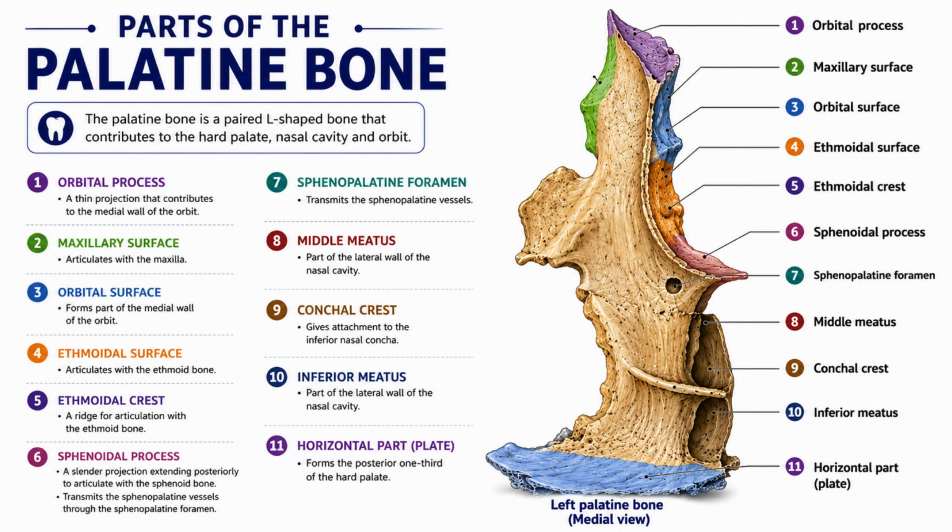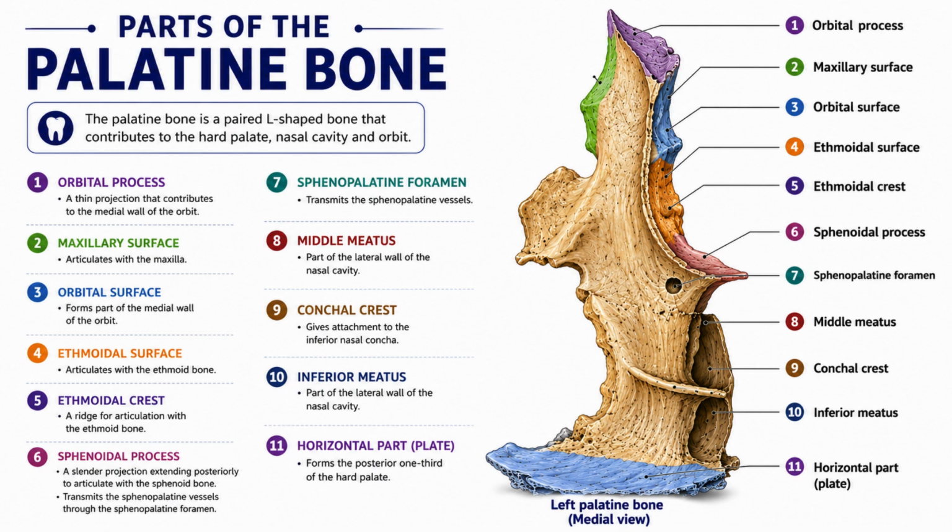The other important parts are the middle meatus. See the diagram. Middle meatus is present just below the sphenopalatine foramen. Then below that there is a conical crest. Crest is nothing but a small elevated area. Below the conical crest there is the inferior meatus. It is a part of the nose. The others are the surfaces: maxillary surface, orbital surface, ethmoidal surface. These surfaces articulate with the concerned bones.